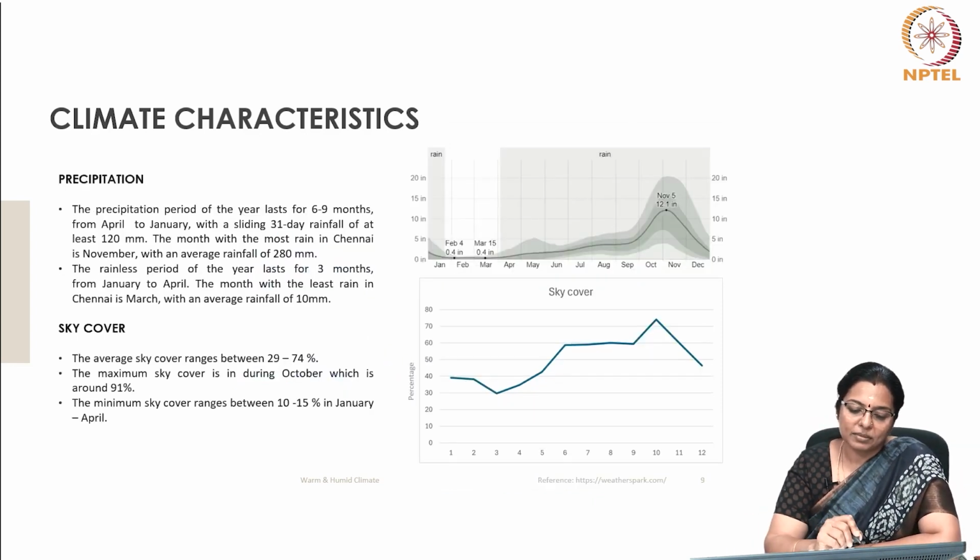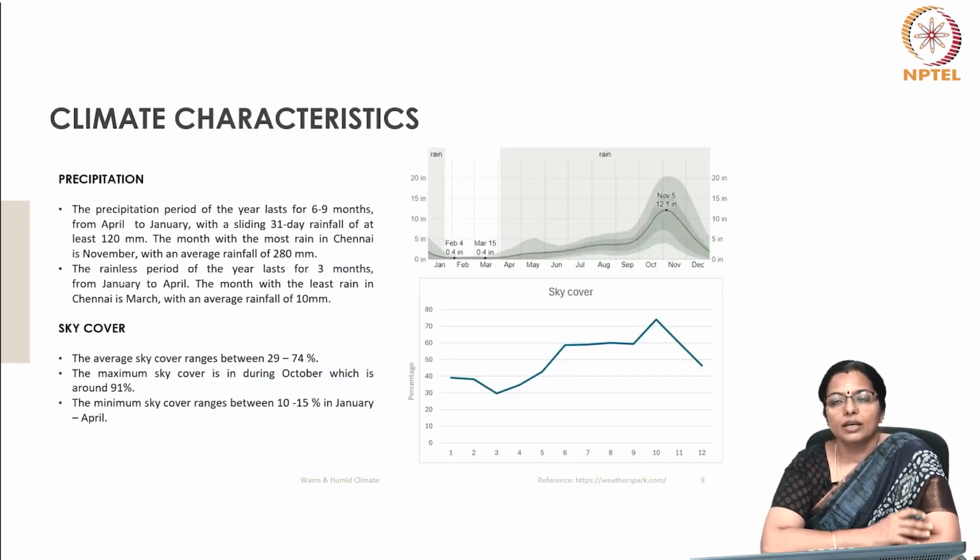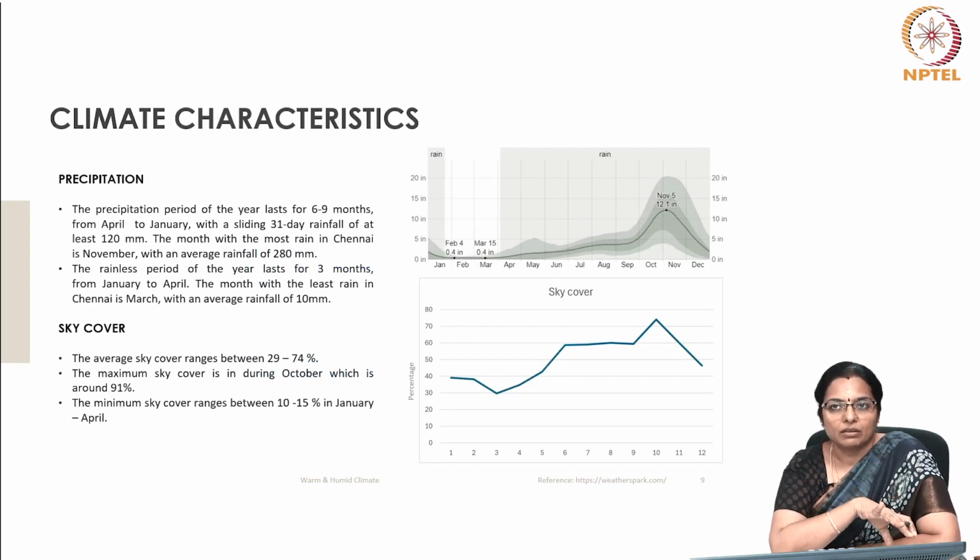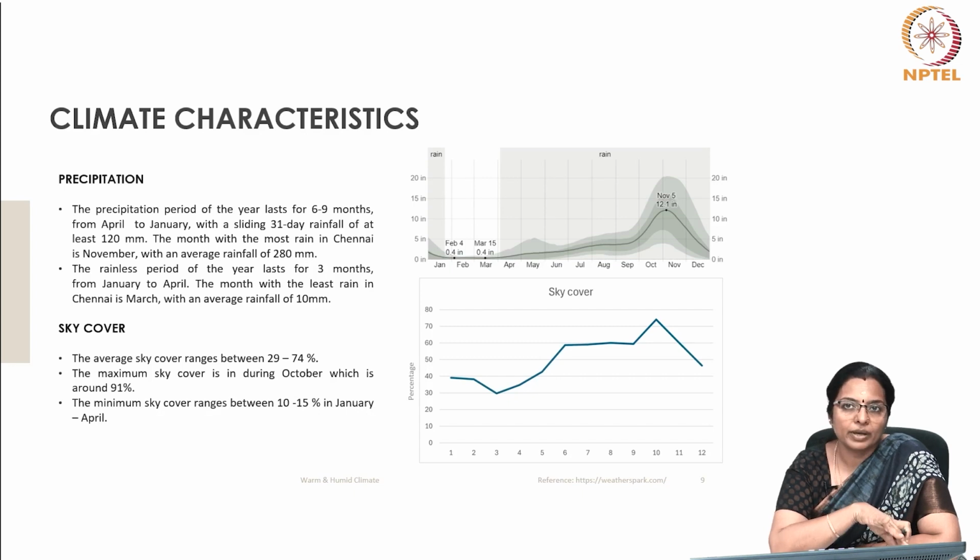And let us look at precipitation. The precipitation period of the year lasts for about 6 to 9 months, starting from April to January with a sliding 31-day rainfall of at least 120 millimeters. The month with the most rainfall in Chennai is November with an average rainfall of 280 millimeters.